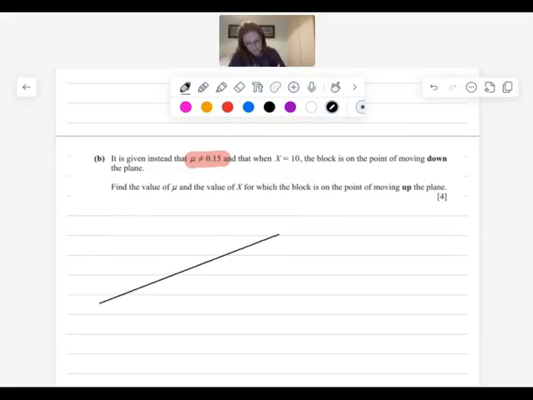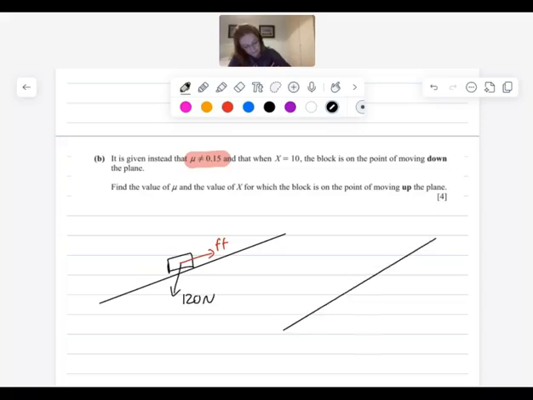What is the difference here? Difference is your friction. If it's on the verge of moving down the plane, it means your friction acts up. If it's on the verge of moving up the plane, it means your friction acts down. And that's going to give us 2 different answers. So let's look at the first one.